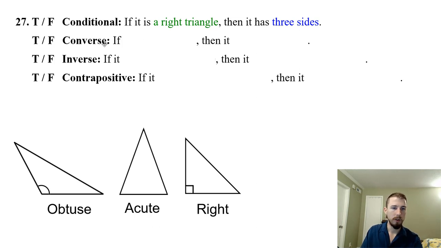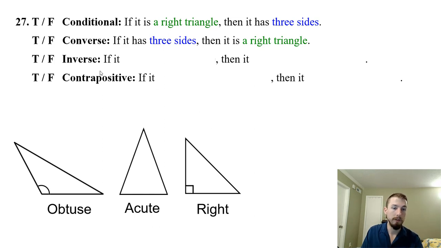All right, so converse. Remember, shoes on the wrong feet. We're going to switch the order. We're not negating it, we're just switching the order. So if it has 3 sides, then it is a right triangle. So you could say if 3 sides, then right triangle. You can even abbreviate. You don't have to use complete sentences. I just will because I typed it out, it didn't matter.